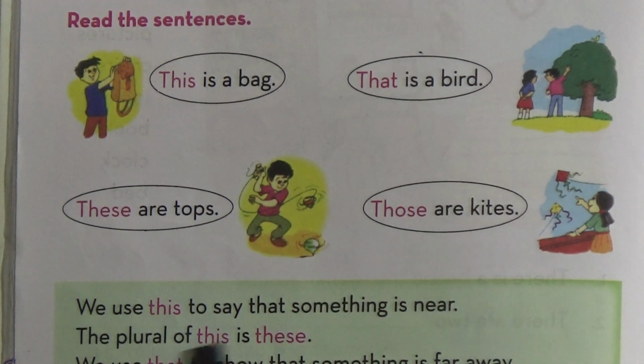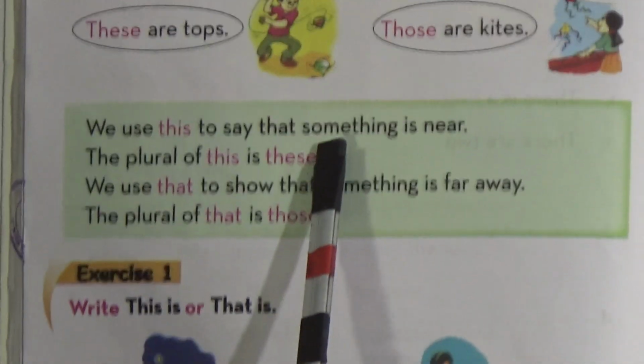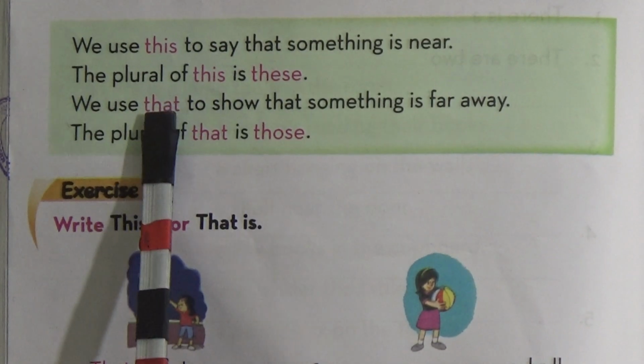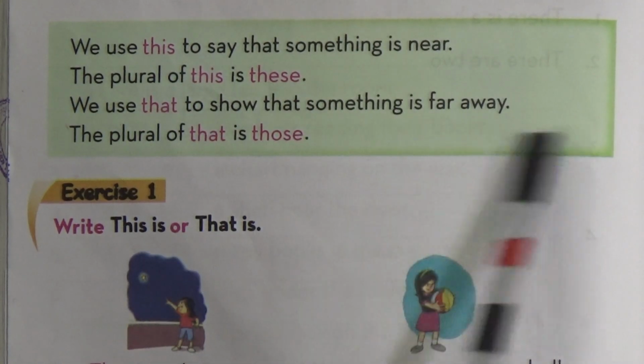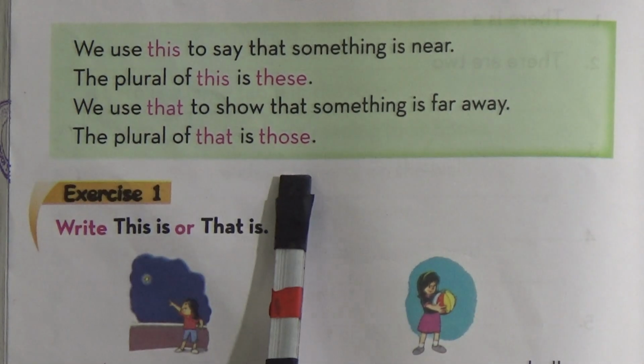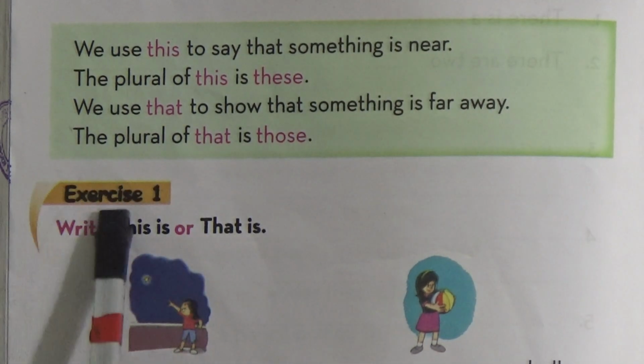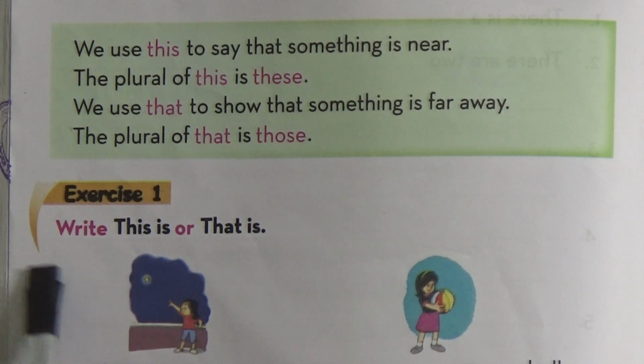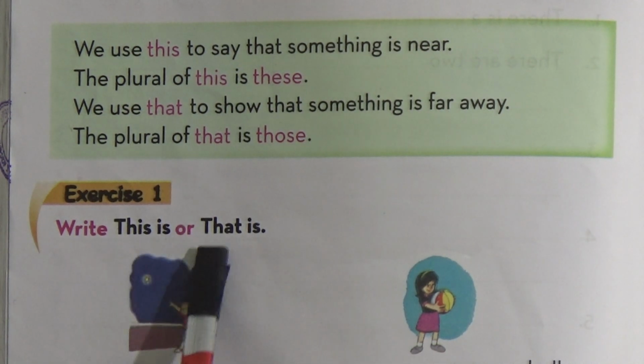Now we use this to say that something is near. The plural of this is these. We use that to show that something is far away. The plural of that is those. Now exercise number 1, we have to write this is or that is.